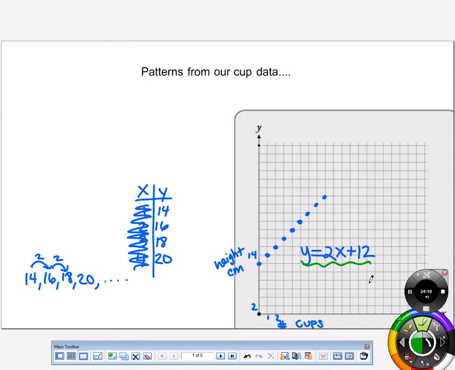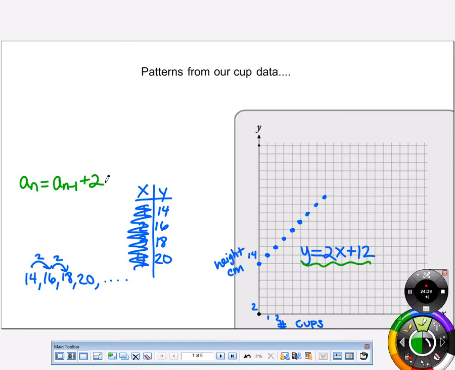Recursive-wise, we would say we find any term, and we already said this about the cups, so it's not that mysterious. We take the term before it and we add 2. For any arithmetic sequence or series, your recursive formula is going to say this plus or minus whatever your difference is between every term. Okay?